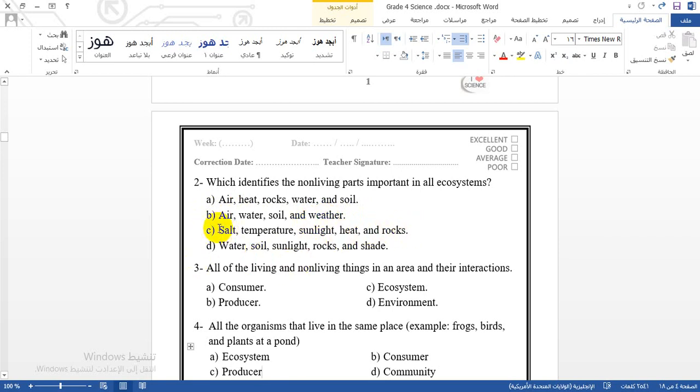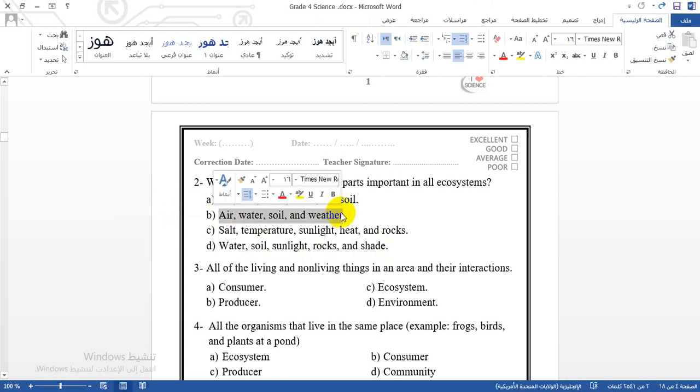The salt element is not related to something important to the animals. Okay, water, soil, sunlight, rocks, shade. No, this one is not correct. So the second one is the correct one. The most important non-living elements are the air to breathe, the water to drink, the soil to grow the plants and seeds, and the weather to help the plants grow more and more.